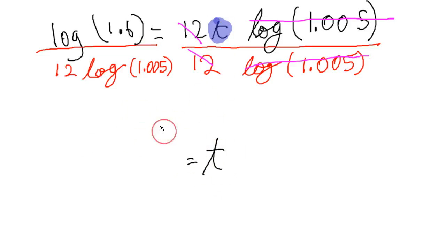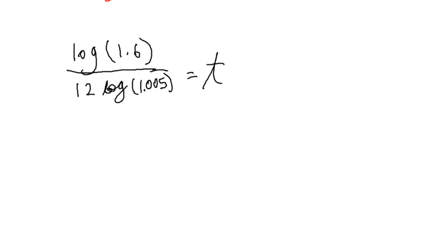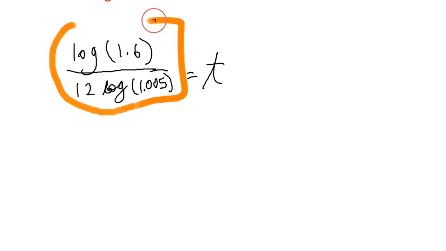So t is going to be equal to log of 1.6 over 12 log 1.005. Now, I'm about to type this into the calculator, and I'll write down exactly what I'm typing in, but this answer that I'm highlighting here in orange, on a multiple choice exam, sometimes they'll write the answer this way and just leave it alone. So be prepared on any multiple choice exam to just know that that might happen.